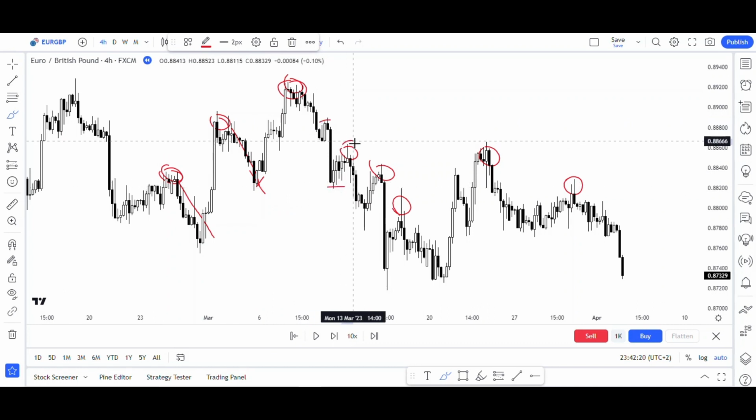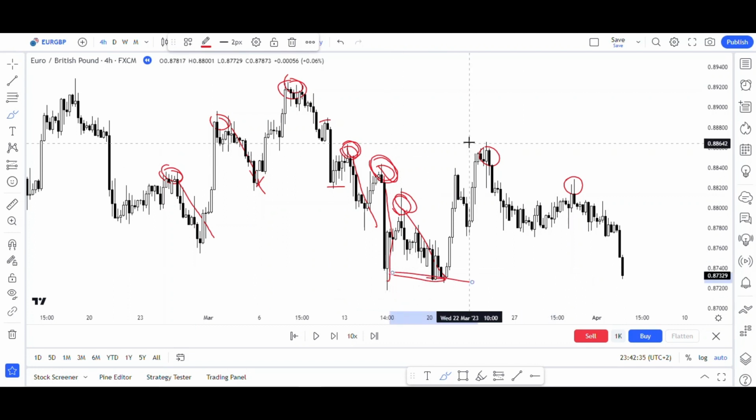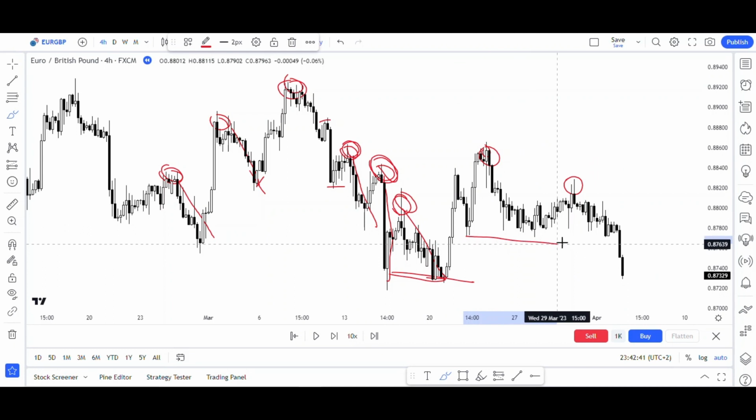And this peak here, for example, actually made a lower low, and then we have this peak here that made a lower low, and we have this peak here that couldn't make a lower low, so the market made a double bottom. Okay, this peak here, yeah, it kind of made a lower low.